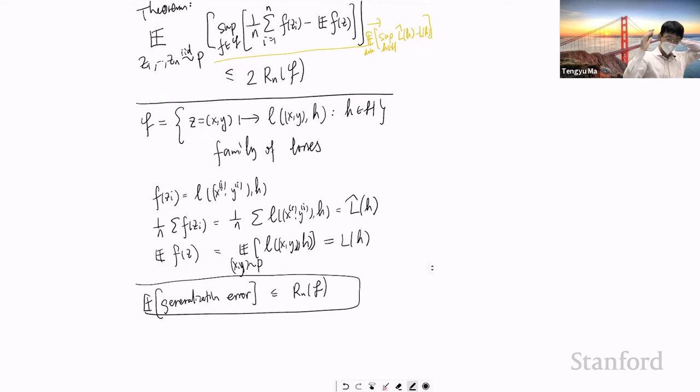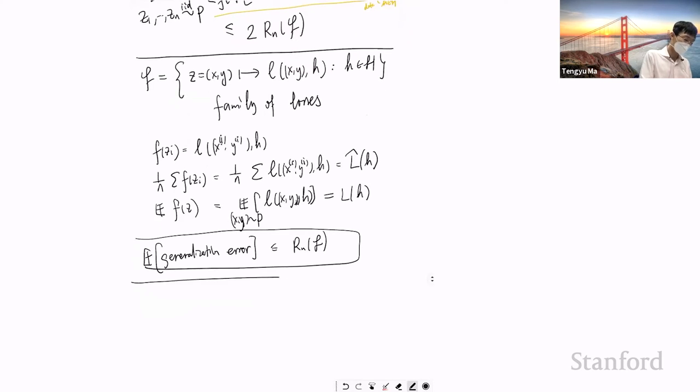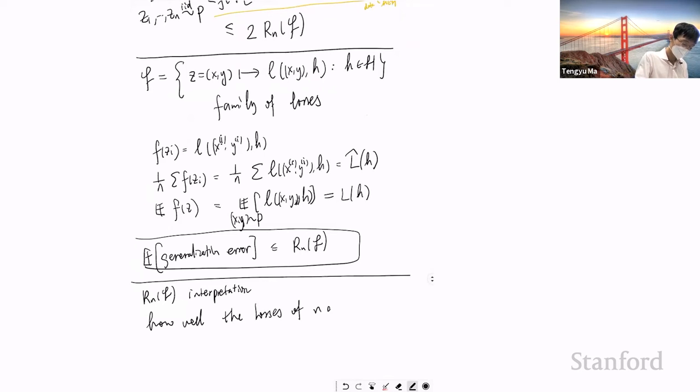If you really think about this Rademacher complexity of F in this context, for this particular F, what does it mean? It really means how well the family of losses, the losses on the data, can correlate with a random pattern.